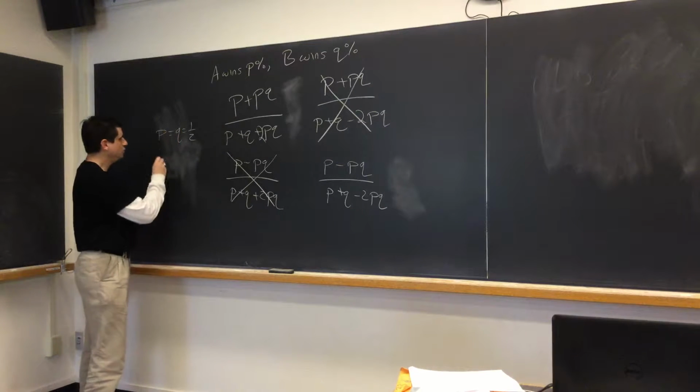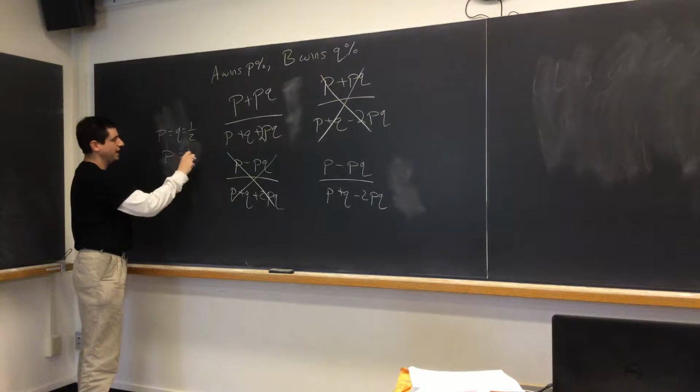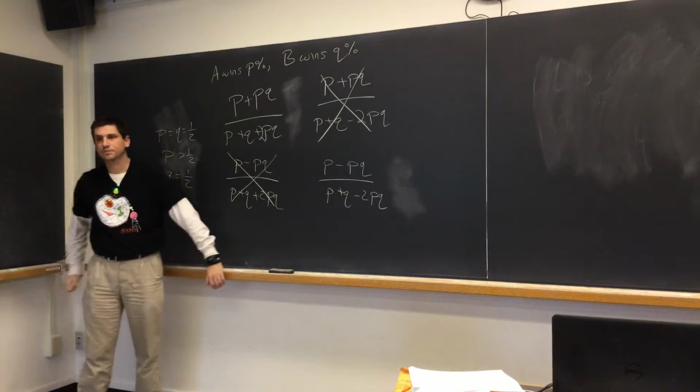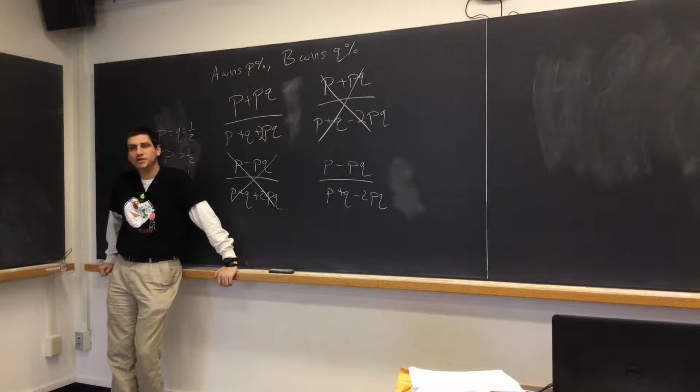What if you have P is greater than 1/2 and Q equals 1/2? What do you think the probability that A should win would be? More than half? More than 1/2. How much more?